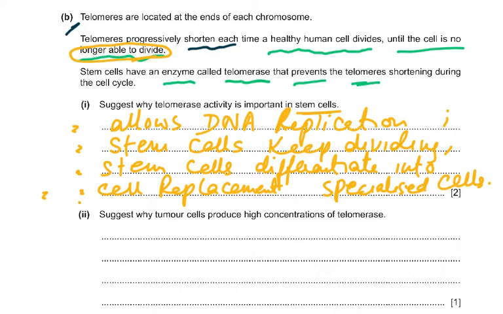And of course, this also prevents the loss of genes, because you see, if the telomeres shorten, then loss of genetic information is going to take place. Previously, the telomeres were this long, and now they have become shorter. So this is loss of genetic material, loss of genes. So it prevents the loss of genes, right?